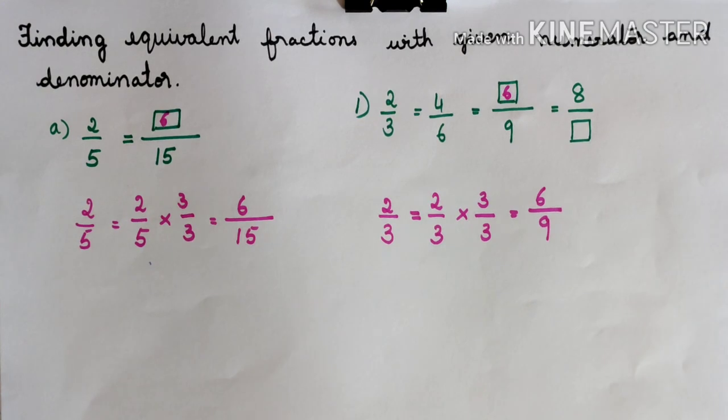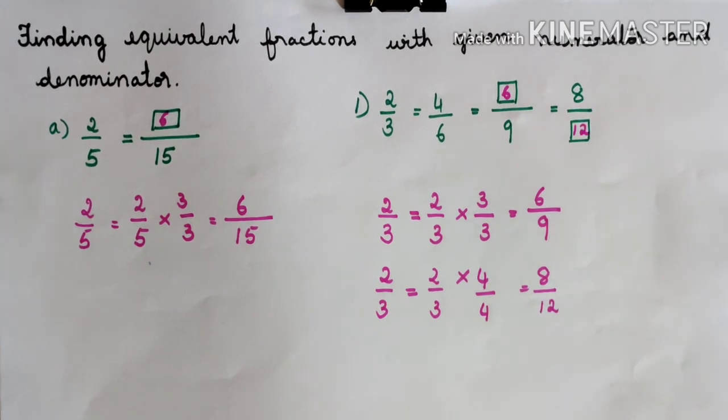In order to find the next missing number, write the first number again and see 2 how many times gives you 8. We know that 2 4s give us 8. So multiply the denominator also by the same number and write the product. So 3 4s are 12. The missing number is 12 and the fraction is 8/12. So this is how we find the equivalent fractions with the given numerator or denominator.